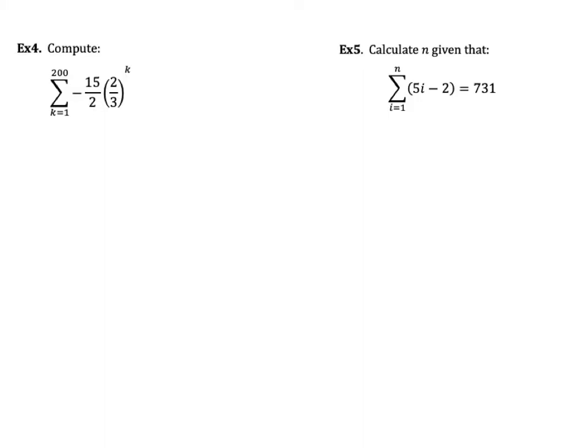So here I see my index is starting at 1, ending at 200. I'm computing. So what does that mean? Well, again, if I have a sigma notation, that means I'm taking the sum of the first 200 terms. I'm starting with the first term, ending with the 200th term, so I'm trying to find the sum of the first 200 terms.